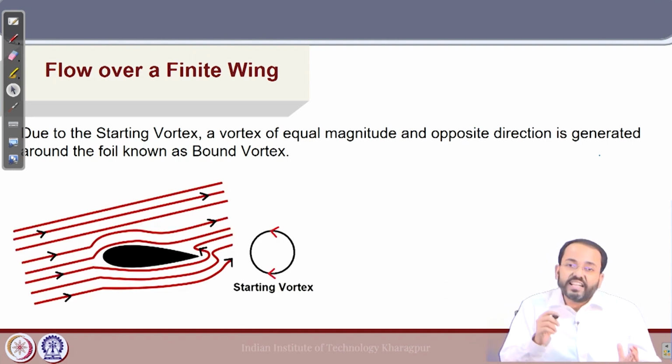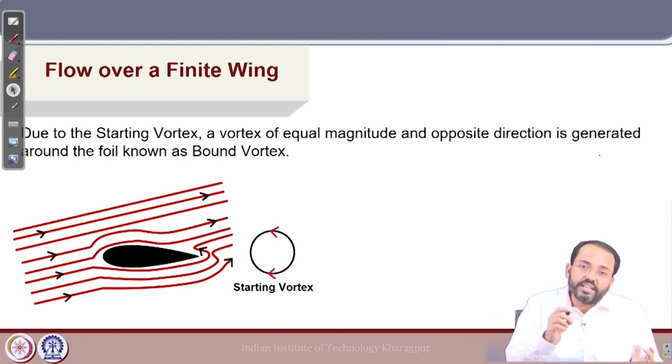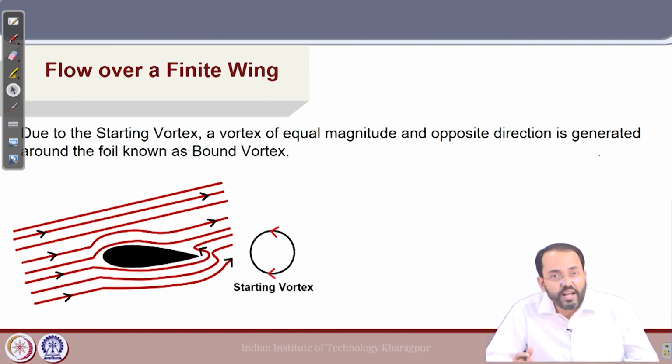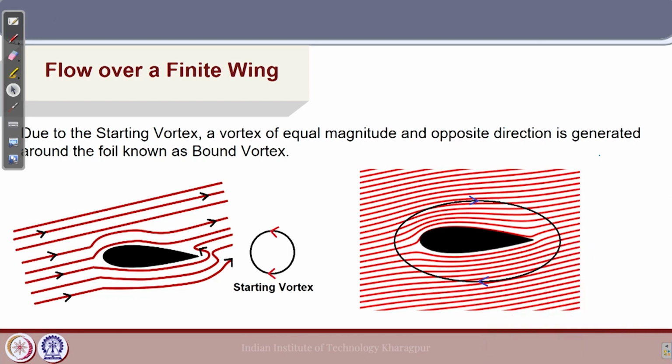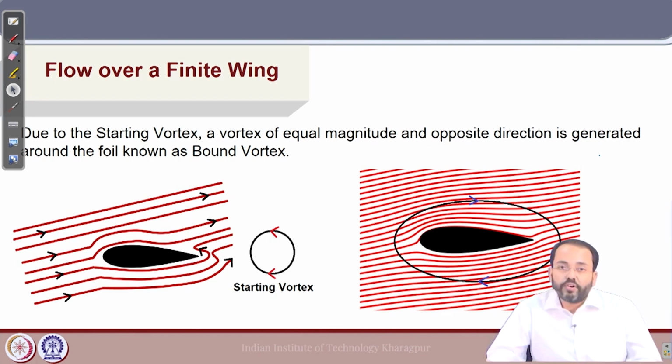This is the starting vortex. As the stagnation point moves to the trailing edge, the starting vortex is shed downstream and a bound vortex is generated around the foil, which is of opposite direction to the starting vortex, and this bound vortex is responsible for the lift generation of the foil.